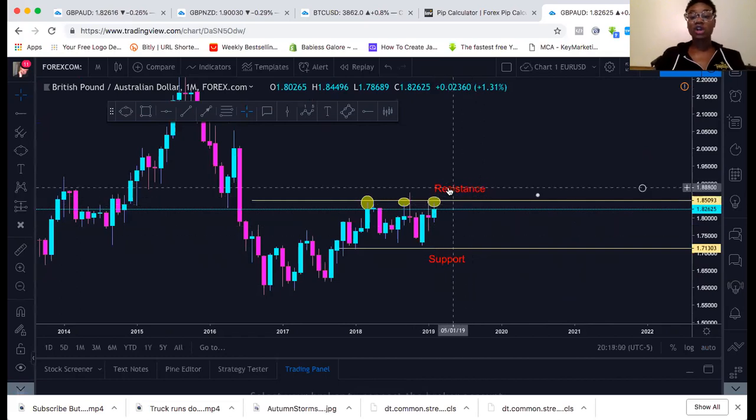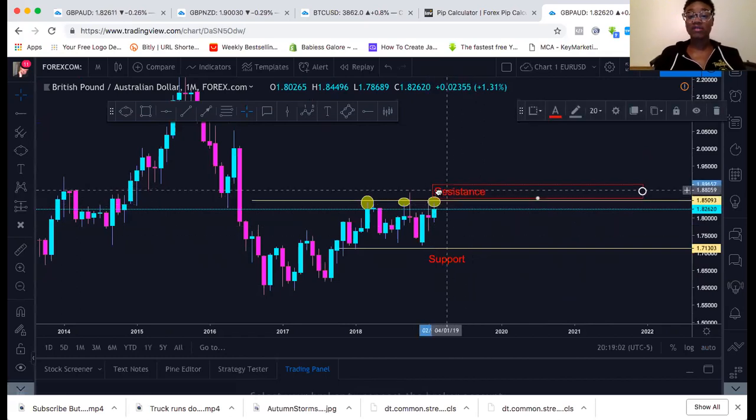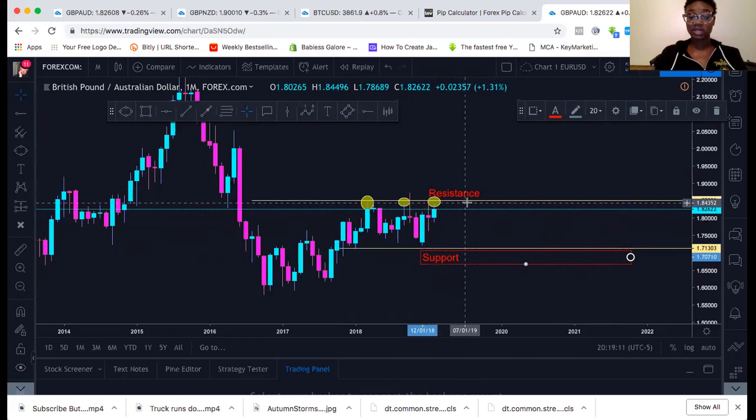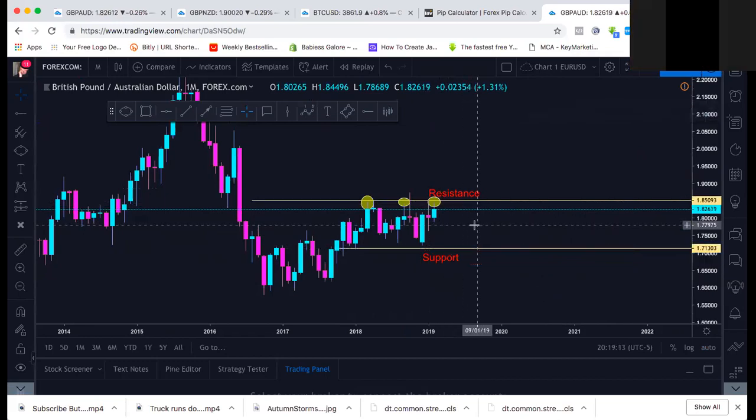So you always have to draw your support and resistance. I mean, you always have to make sure you have a resistance, and you always have to make sure you have a support. Your support is where you're expecting the market to go to and then possibly reverse again. Does that make sense? Yes. Okay, so pretty much my take profit would be down here.